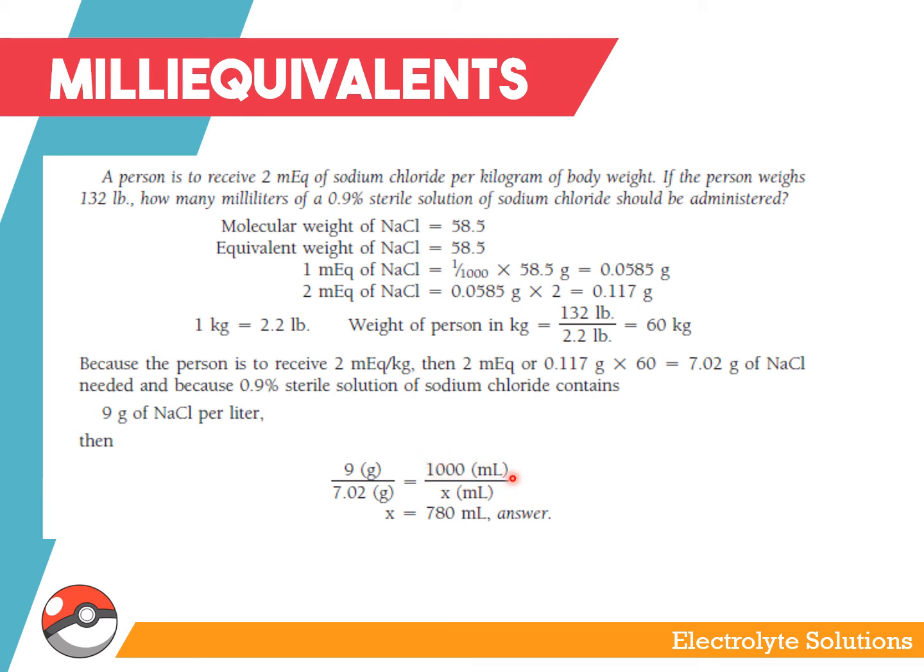They are only equal. So you just plug in the values, 9 grams per 1000 ml, and we got this 7.02 from here, because we will find the equivalent volume. So the answer is 780 ml. If it is not that clear, you try to solve it on your own, so you can have a better grasp of how to solve it.